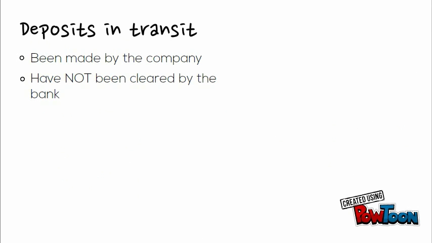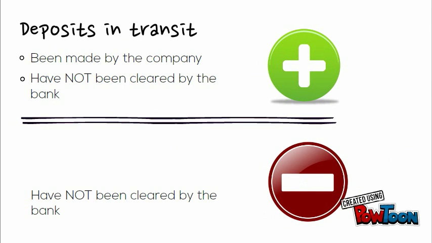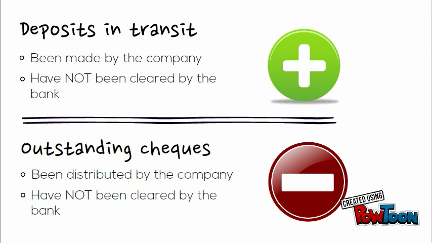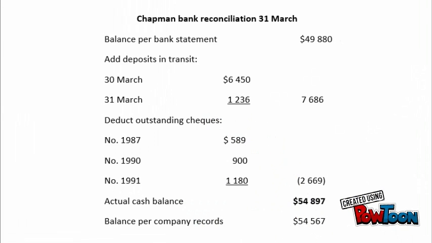Deposits in transit are deposits made by the company but have not cleared the bank, thus do not appear on the bank statement, while outstanding checks are checks distributed by the company but have not cleared the bank, thus do not appear on the bank statement. Here is an example of what reconciling the bank statement to the actual cash balance looks like.